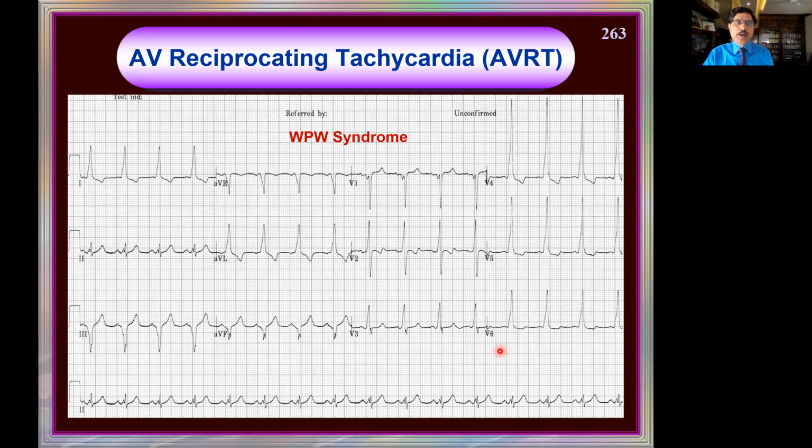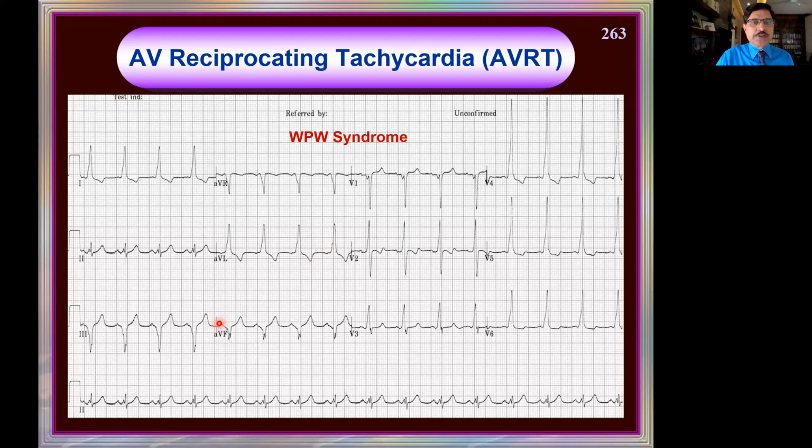But the heart rate also should go up. What is the heart rate in this case? 300, 150, 100. So around 100, tachycardia is there, but not 200 or like that. Here the tachycardia is not marked. It is rather around 100 or 120 like that. Okay, this is around 100 in this particular ECG.